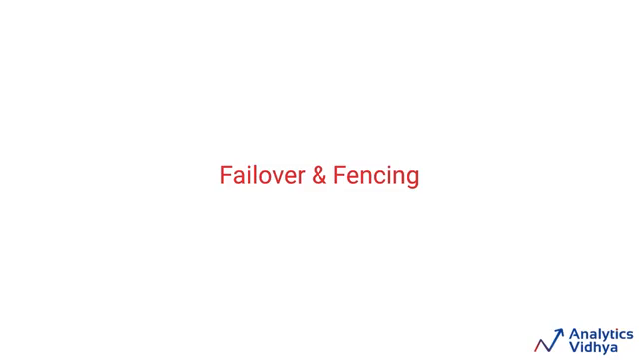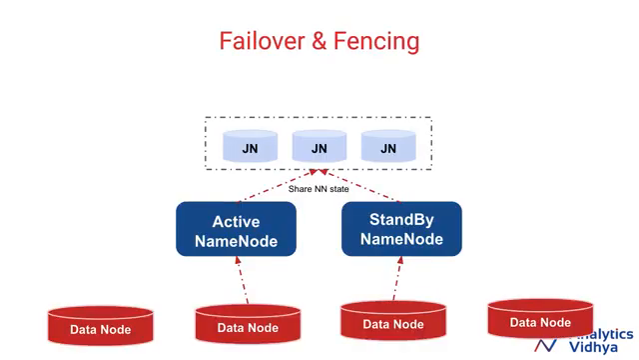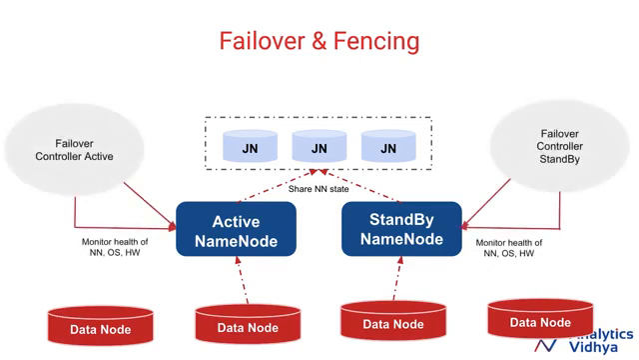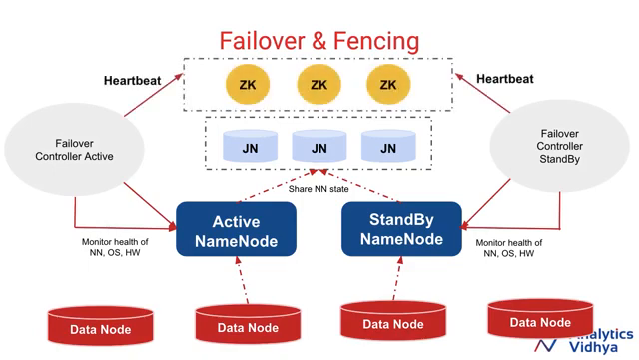Hi and welcome back. In this video, we'll see what is failover and fencing. The transition from the active name node to the standby is managed by a new entity in the system called the failover controller. There are various failover controllers, but the default implementation uses Zookeeper to ensure that only one name node is active. The name node runs a lightweight failover controller whose job is to monitor its name node for failures and trigger a failover should a name node fail.